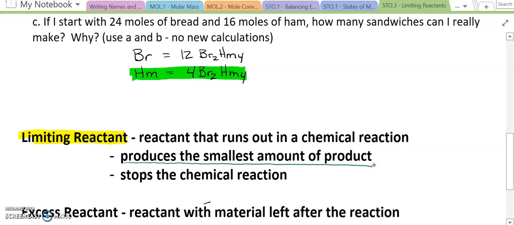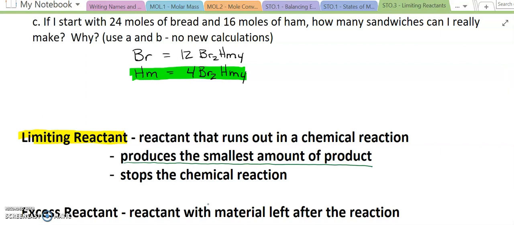So if I look at my answers, I can have 12 moles of sandwiches from my bread, but I can only have 4 moles of sandwiches from my ham. That's the smallest amount of product. The limiting reactant is going to stop the chemical reaction. And what do we mean by stopping the chemical reaction? Well, you cannot make any more ham sandwiches if you run out of ham, so the reaction stops.